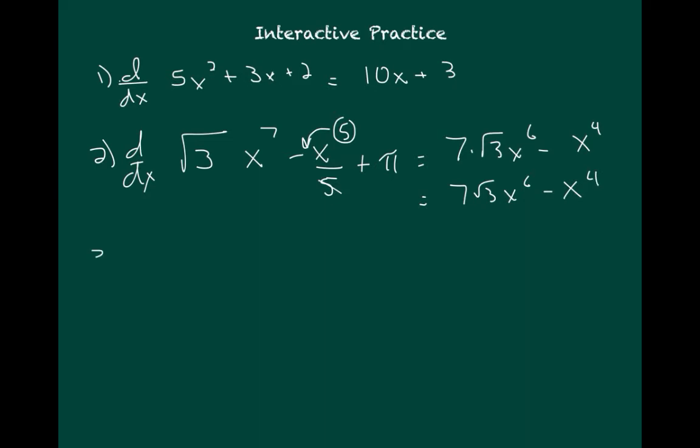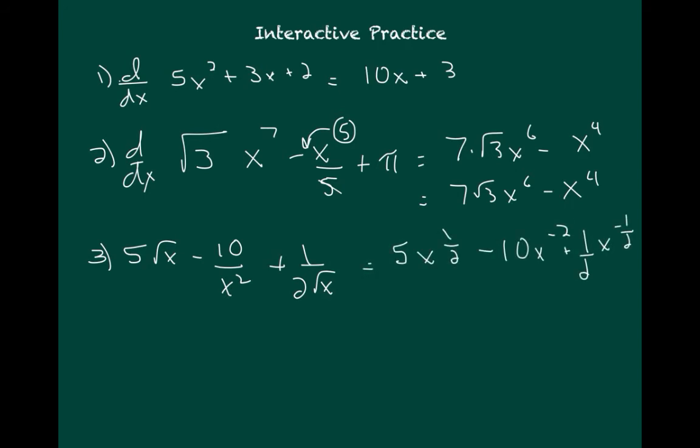Okay, how about this one? 5 root x minus 10 over x squared plus 1 over 2 root x. Solve that on Zaption and continue for the answer.